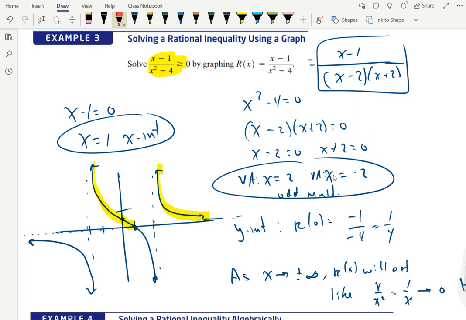So let's see, our solution is going to be between -2 and 1. That was -2, my mistake. At -2, we had the vertical asymptote, so we don't count that as part of our solution. However, at 1, that was equal to 0. So at x equals 1, the y value is 0, and we wanted greater than or equal to. This is x minus 1 over x squared minus 4 greater than or equal to 0. So we want to count the 1 as part of our solution.